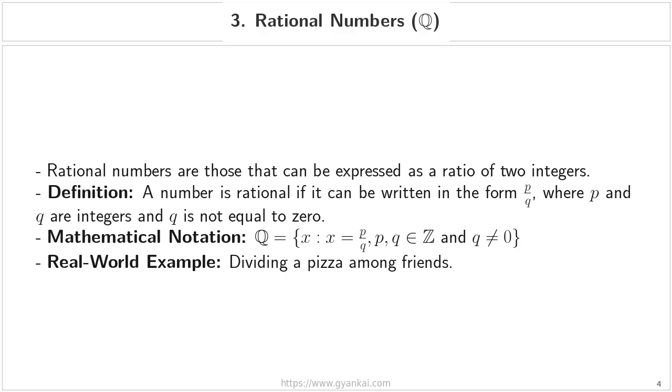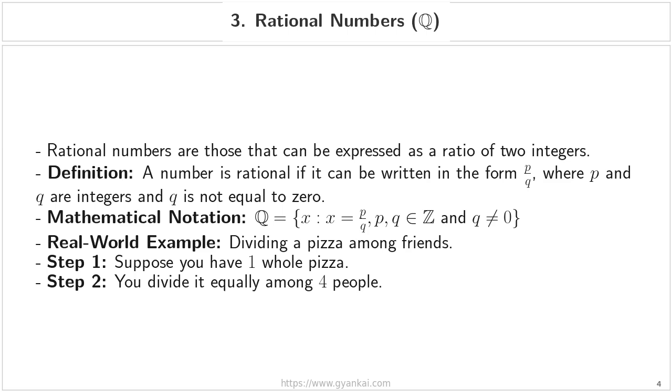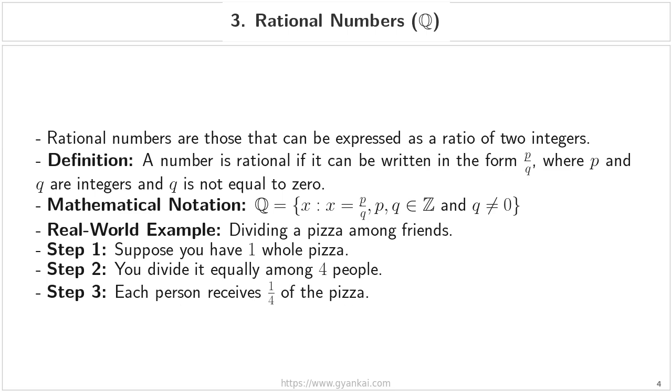To make this concept more concrete, let's look at a real-world example involving a pizza. Imagine you have one whole pizza and you want to divide it equally among 4 friends. Following the process step by step, first, you start with one whole pizza. Second, you divide that pizza into 4 equal parts. Third, each person receives 1/4 of the pizza.